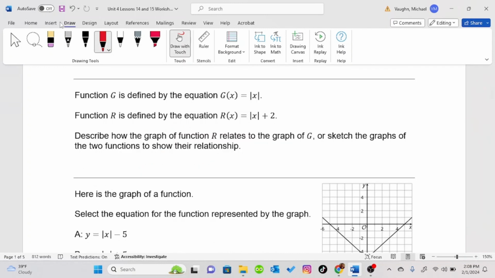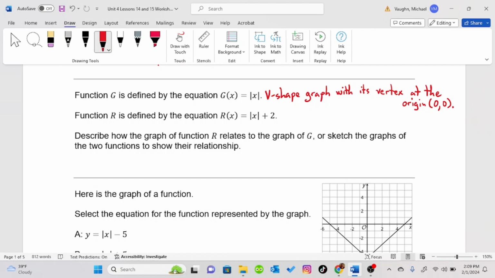Function G is the general absolute value function. So this will be a V-shaped graph with its vertex at the origin, 0, 0.